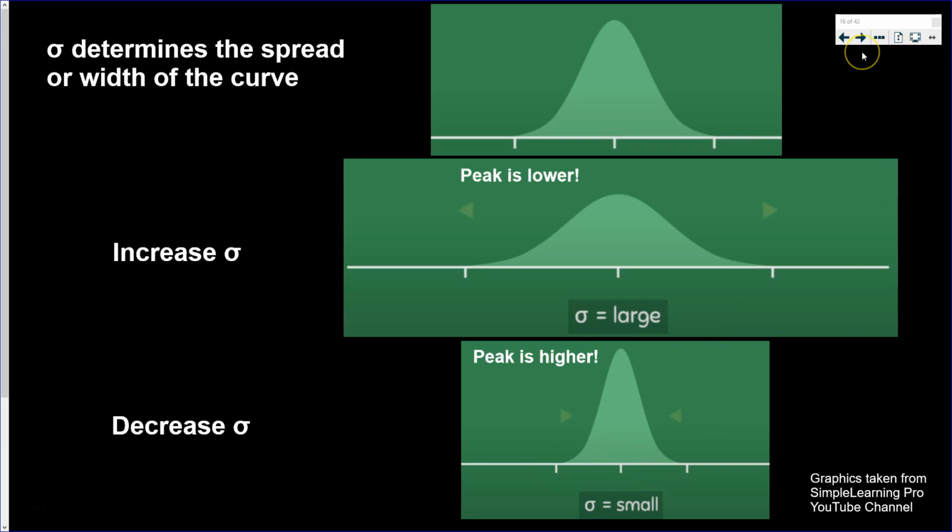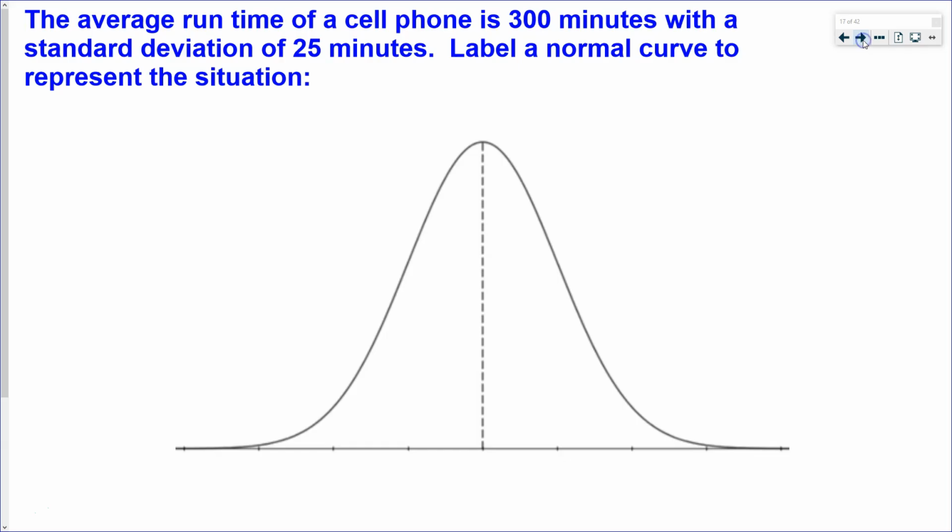And at present, this doesn't seem like a huge revelation, nor does it seem very useful, but we can actually put some pretty specific numbers to this based on some higher level math than we're going to do in this course. But I just want to show you how you can use just this bit of information to label a normal curve from scratch. So let's say the runtime of a given cell phone is 300 minutes before its battery dies, with a standard deviation of 25 minutes. Label a normal curve to represent the situation, or to model the situation.